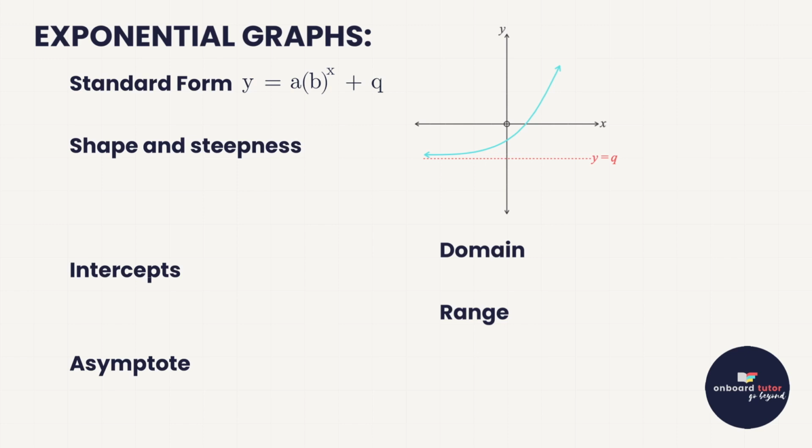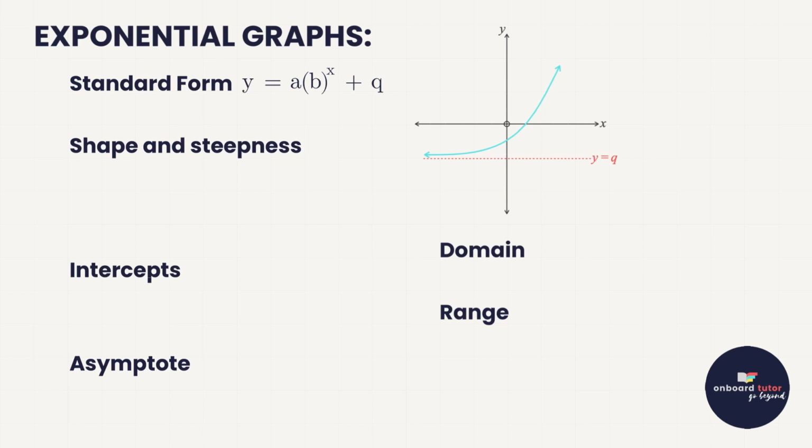Okay, first of all, we are given this standard form. y is equal to a times b to the x plus q. So whenever x is in the exponent, then you know you're dealing with an exponential graph. Okay, there are a couple of things that this standard form tells us, all right?